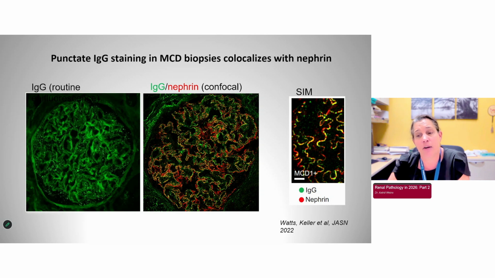We can even see that it's very closely associated by using this technology called structured illumination microscopy, which allows us to look at even greater resolution at the slit diaphragm. And you can see those proteins line up quite nicely, the IgG and the nephrin at the cell-cell connection. So this is really what proved to us that this is an antibody directed against nephrin, which is part of the slit diaphragm complex, an essential member of this complex.